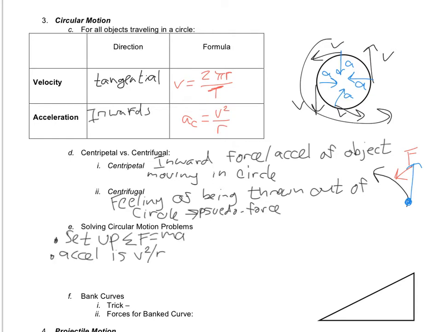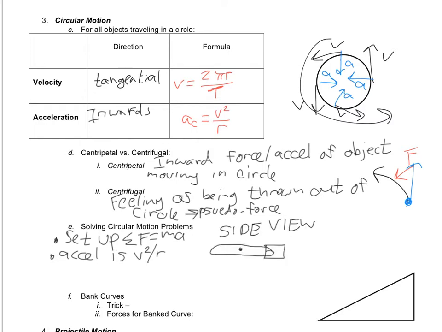All right, some tips here for solving these problems. We're really just doing force problems here. So we're going to set up F equals ma, just like we would for any force problem. The one thing that's different is we know our acceleration is given by that v squared over r. So we do have a new way of finding our acceleration and velocity for that matter when we're dealing with a circle.